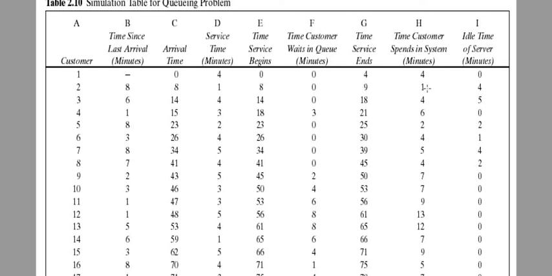So the customer spent in the system, that means how much time the customer was in the system. The customer came at time 8 and will actually leave the system at time 9. That is why this is 1. It has spent that time in the system.